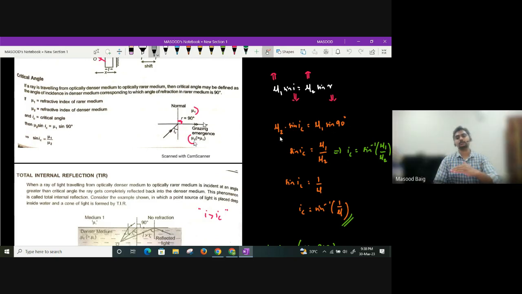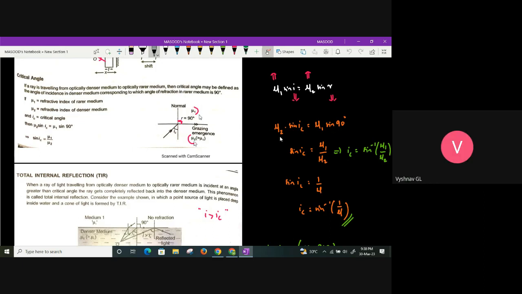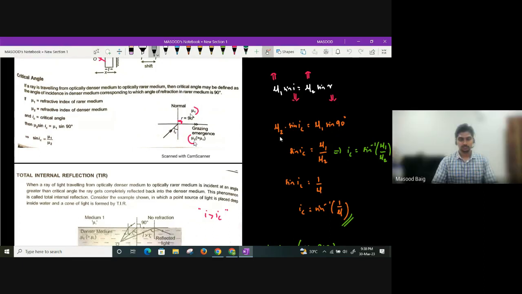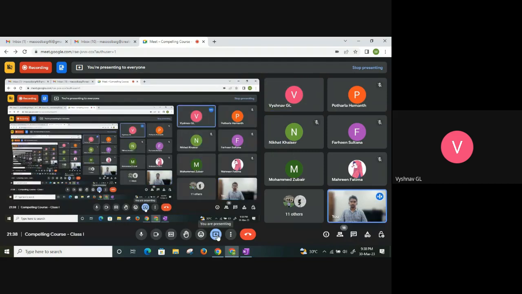Where is the refracted ray? It is grazing the surface. There is refraction and it is present in the mu1 medium. So what is mu2 here? It is the refractive index of the medium in which the refracted rays are there. In which medium are the refracted rays here? Mu1. In this case, it is mu1. So I wrote mu1 into sin 90. Clear? Yes, sir.